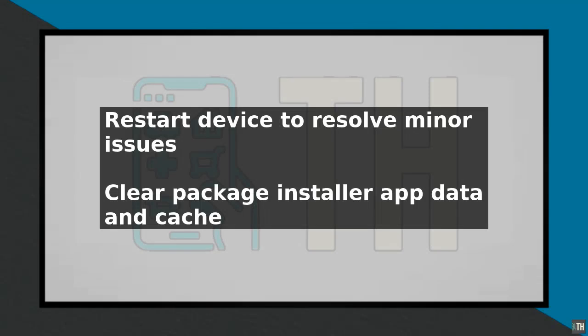To fix the Android package installer if it keeps stopping or crashing, start by restarting your device, as this often resolves minor issues. If the problem persists, clear the package installer app data and cache by going to Settings, then Apps, and selecting the package installer app. Choose Storage and then Clear Data and Clear Cache.